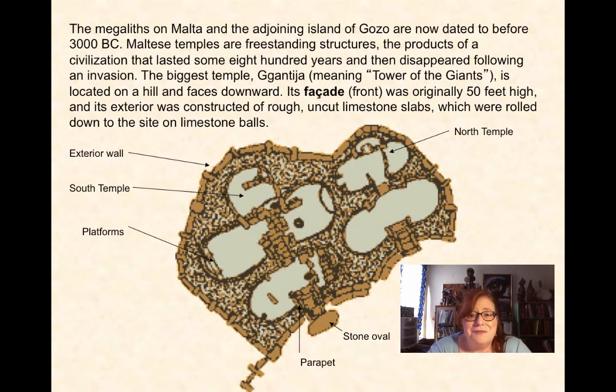So the megaliths on Malta and the adjoining island of Gozo are now dated to before 3000 BCE, and Maltese temples are freestanding structures. There was a civilization there that lasted some 800 years and then disappeared following an invasion. So the biggest temple, Ggantija, which means Tower of the Giants, is built on a hill and faces downward, and the front, the facade, was originally 50 feet high, and the exterior was constructed of rough, uncut limestone slabs, which were rolled down to the site on limestone balls, or so they think.